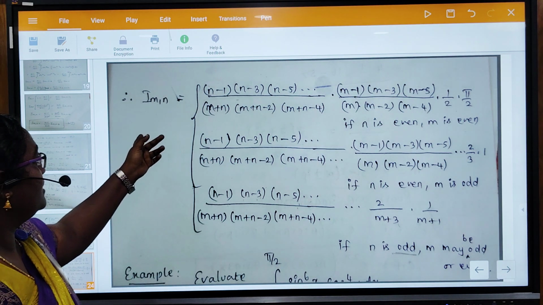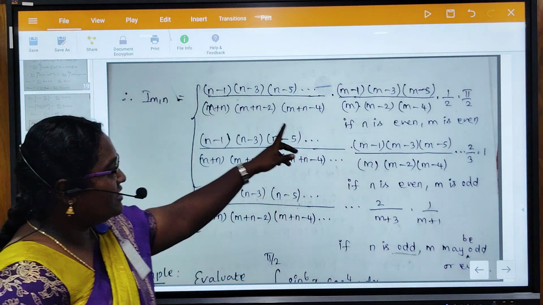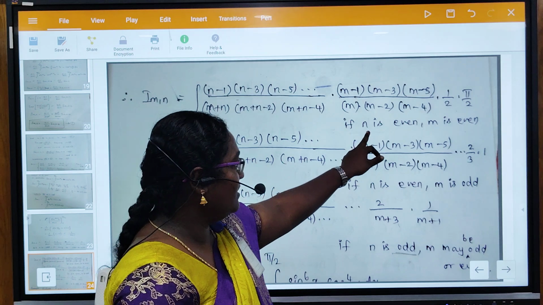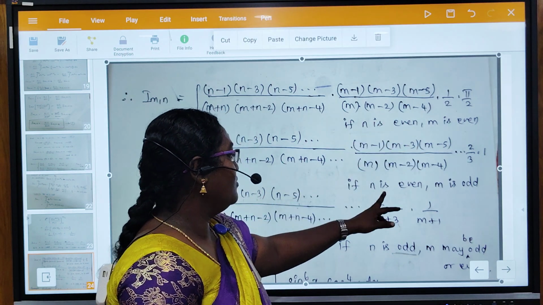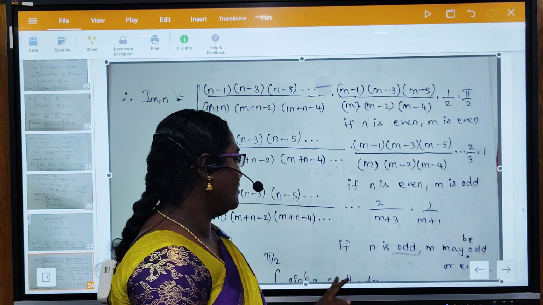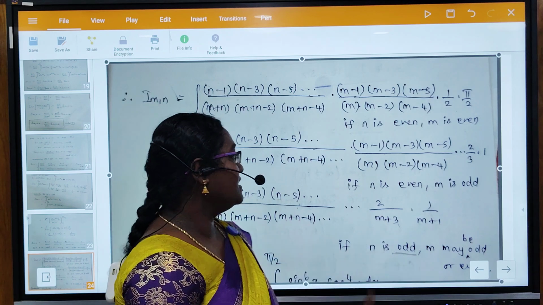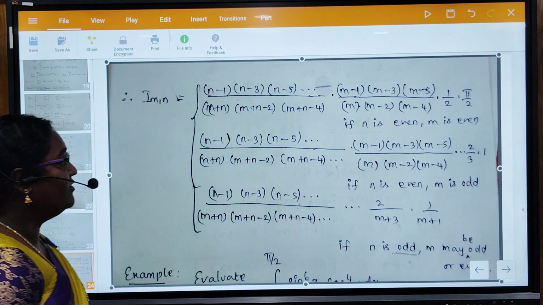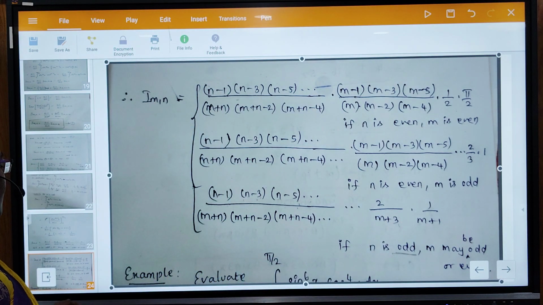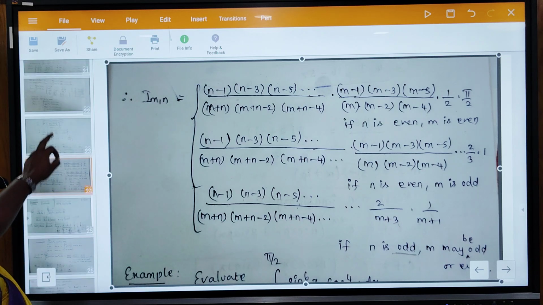So I m n is equal to, based on n being even, we have two formulas. If n is even and m is even, we have a separate formula. If n is even and m is odd, we have a separate formula. If n is odd, we have a single formula. This is a consolidated formula of all the above discussions. Now see the problems based on that.